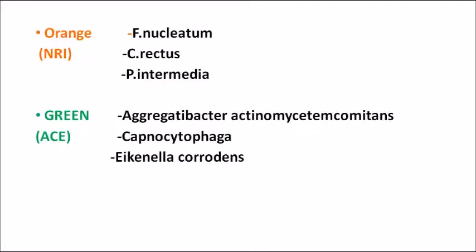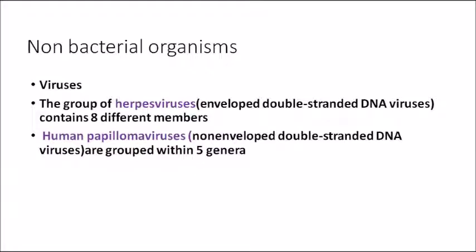That's all about the color complexes. So we said there are numerous bacteria. There are 10 raised to 11 bacteria in 1 gram of plaque, and they exist in different color-coded complexes. We also have non-bacterial organisms in the plaque. We have viruses. The group of herpes viruses, which are enveloped double-stranded DNA viruses, have 8 different members. We have 5 genera of human papillomavirus. Papillomaviruses are also double-stranded DNA viruses, but they are non-enveloped. Herpes virus was enveloped; papillomavirus is non-enveloped.